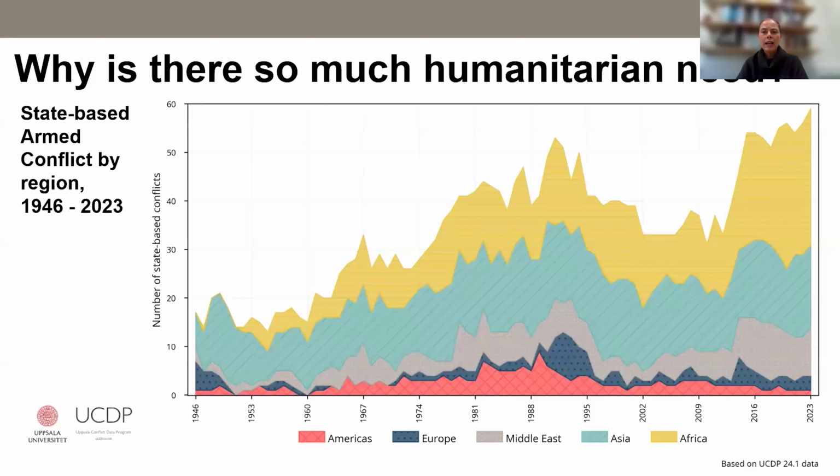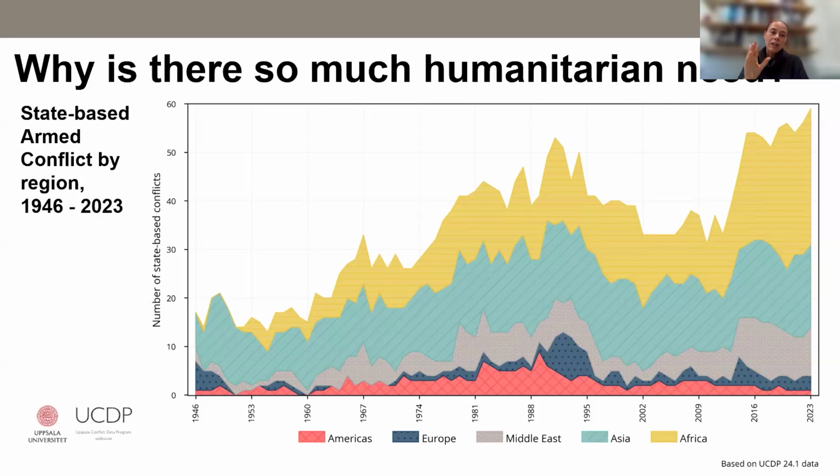And finally, a large part of humanitarian response is focused on conflict. This is a chart that shows state-based armed conflict in the world between 1946 and 2023. I think my face covers up a little bit of this graph, but basically what it shows is that there are state-based conflicts all over the world, and particularly in Africa, they seem to be increasing in some ways.